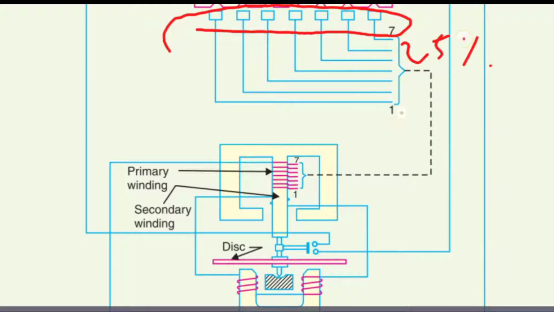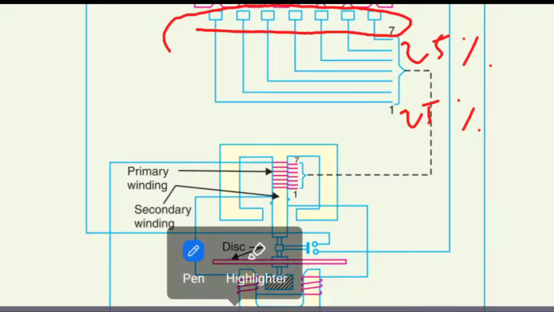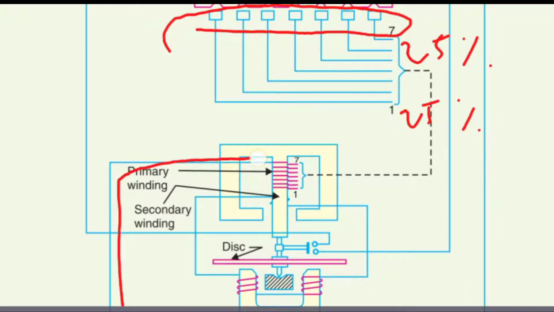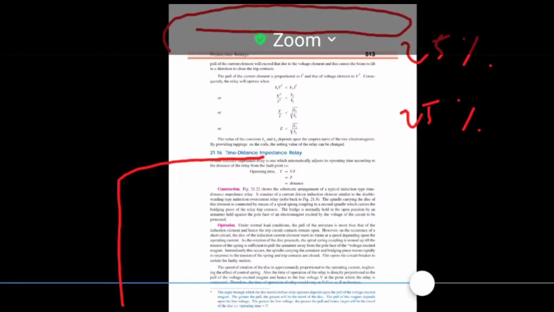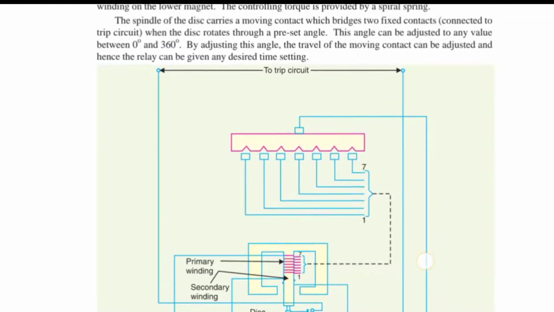The plug bridge has 25% variations. There are 1 to 7 variations, each one being 25% of relay current, and it will vary in steps of 25%. According to this, the current will come. These two terminals are coming from the CT. You can see this. The terminals are coming from the CT, and the other terminals are connected to the trip circuit.